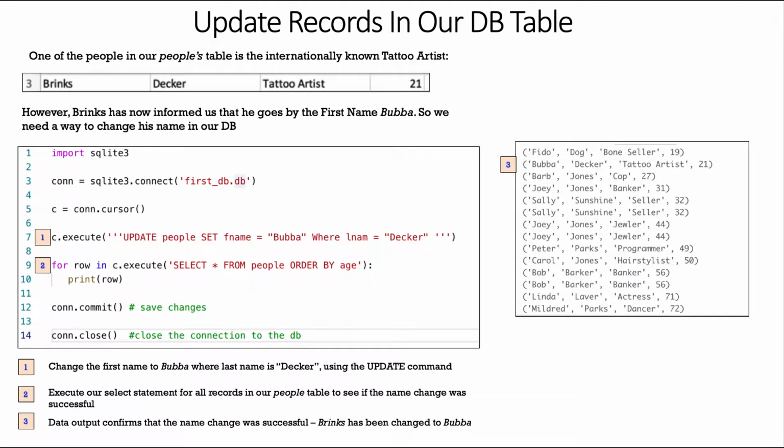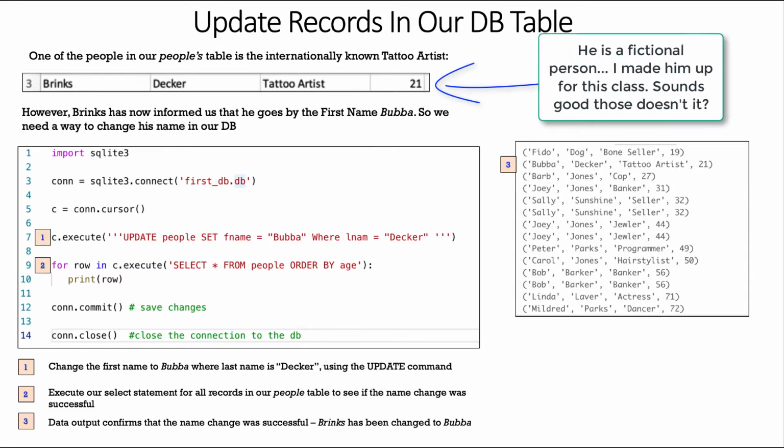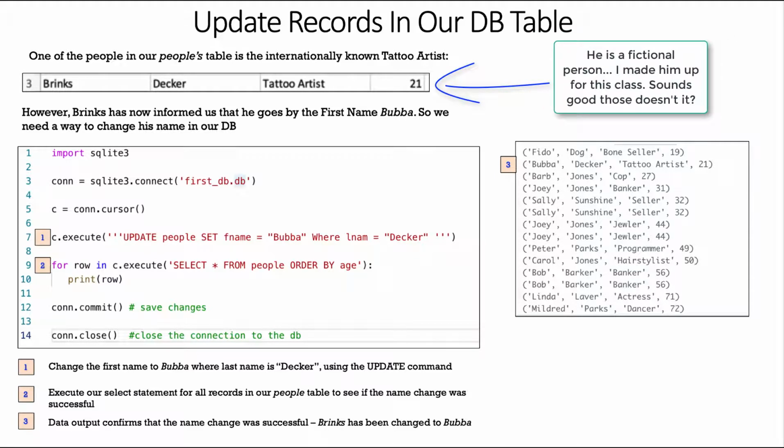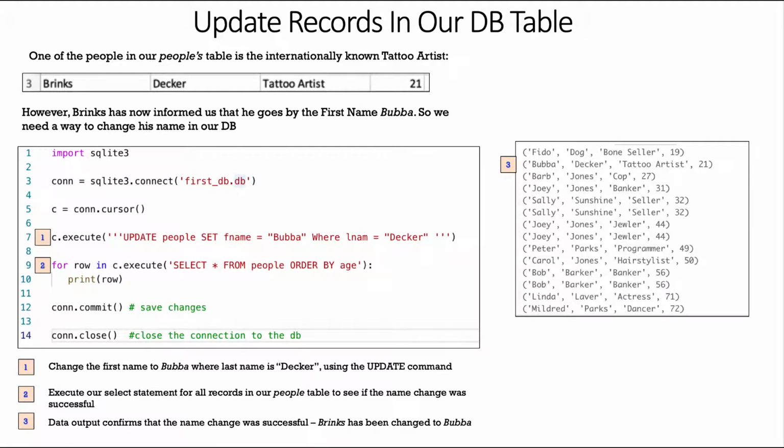And here, we will talk about updating records in our database table. One of the people in our people table is the internationally known tattoo artist Brinks Decker. However, Brinks has just informed us that he now goes by the first name Bubba. So we need a way to change his first name in our database. So how do we do this?